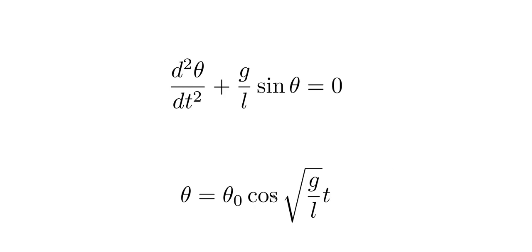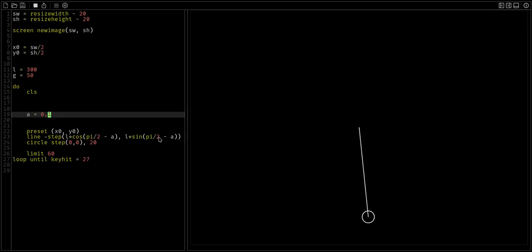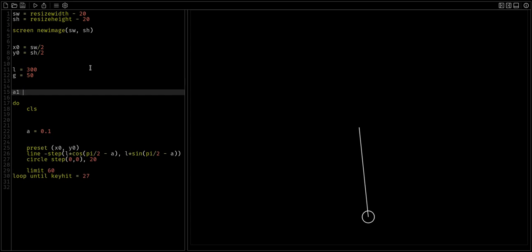So, I mean, the leap of faith you have to do here is realize that this cosine or sinusoidal function is the solution to this kind of linear first order equation where you pretend this is a constant and this is just theta. So let's give that a shot. Let's call our initial angle A1, and we'll call it pi over 4 for 45 degrees.